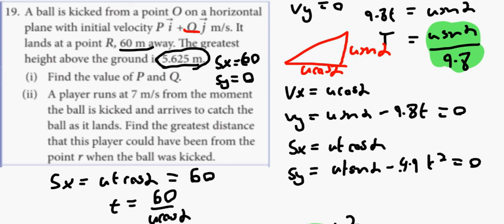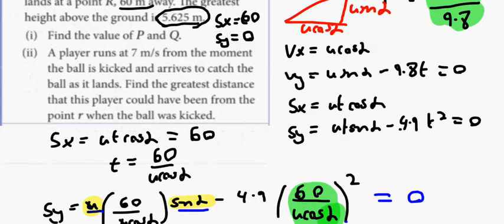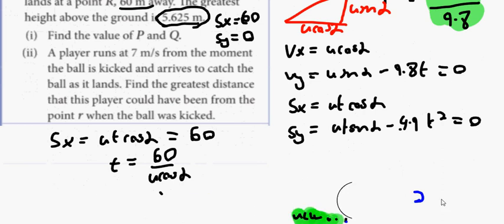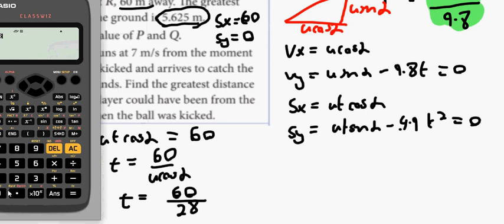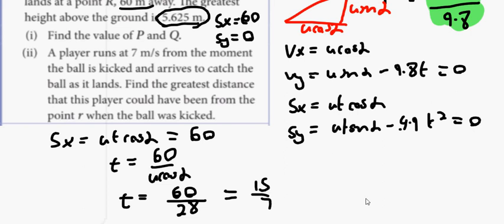That's grand. We have our time of flight, don't we? It's here from earlier on: 60 over U cos alpha. And what do we know about U cos alpha? We know that U cos alpha is 28. So what's 60 divided by 28? 15 over 7 or 2.14 seconds. So fractions are better. It takes 15 over 7 seconds from the moment you throw it to when it lands. Does that make sense? Alrighty.